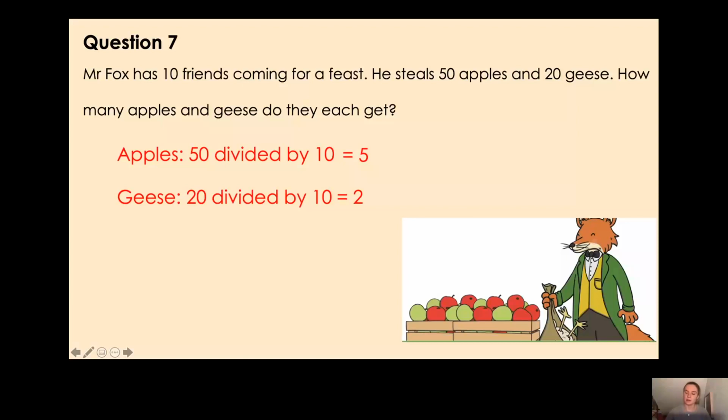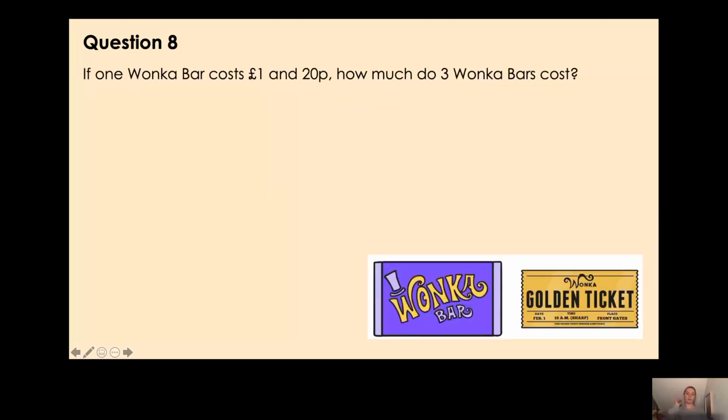Okay, so let's look at the next question. If one Wonka bar costs £1.20, how much do 3 Wonka bars cost? Okay, so pause the video now and have a go. Okay, so let's go through this together.